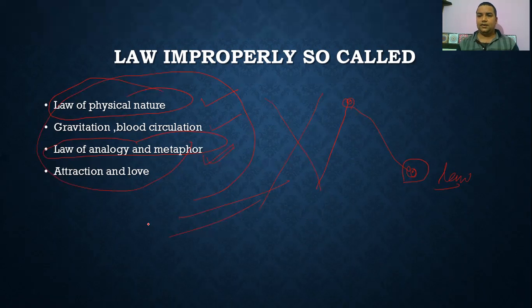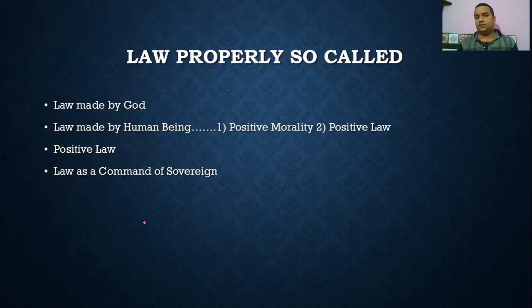Entire law improperly so-called has been excluded from the field of law by John Austin in order to attain purity in the field of law. Coming to law properly so-called, it is further categorized into two parts: law made by God and law made by human being. Law made by God has been excluded by John Austin from the field of law because there is a lack of evidentiary value.